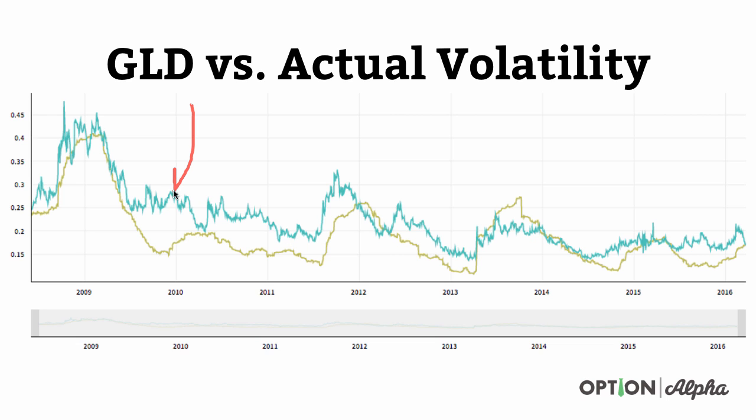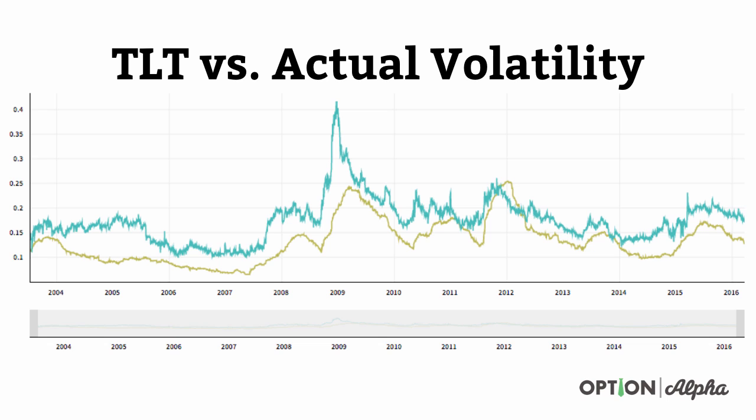Again, you can see the blue or teal line here. That's implied volatility. And actual volatility is this green or yellow line here. That's historical volatility or actual volatility. And you can see here, same thing happened with GLD. Yes, there are times where actual volatility is more than implied, and that'll happen. But the vast majority of the time, the historical volatility, or what actually happened with GLD, was much less than what the market implied. Same thing with bonds.